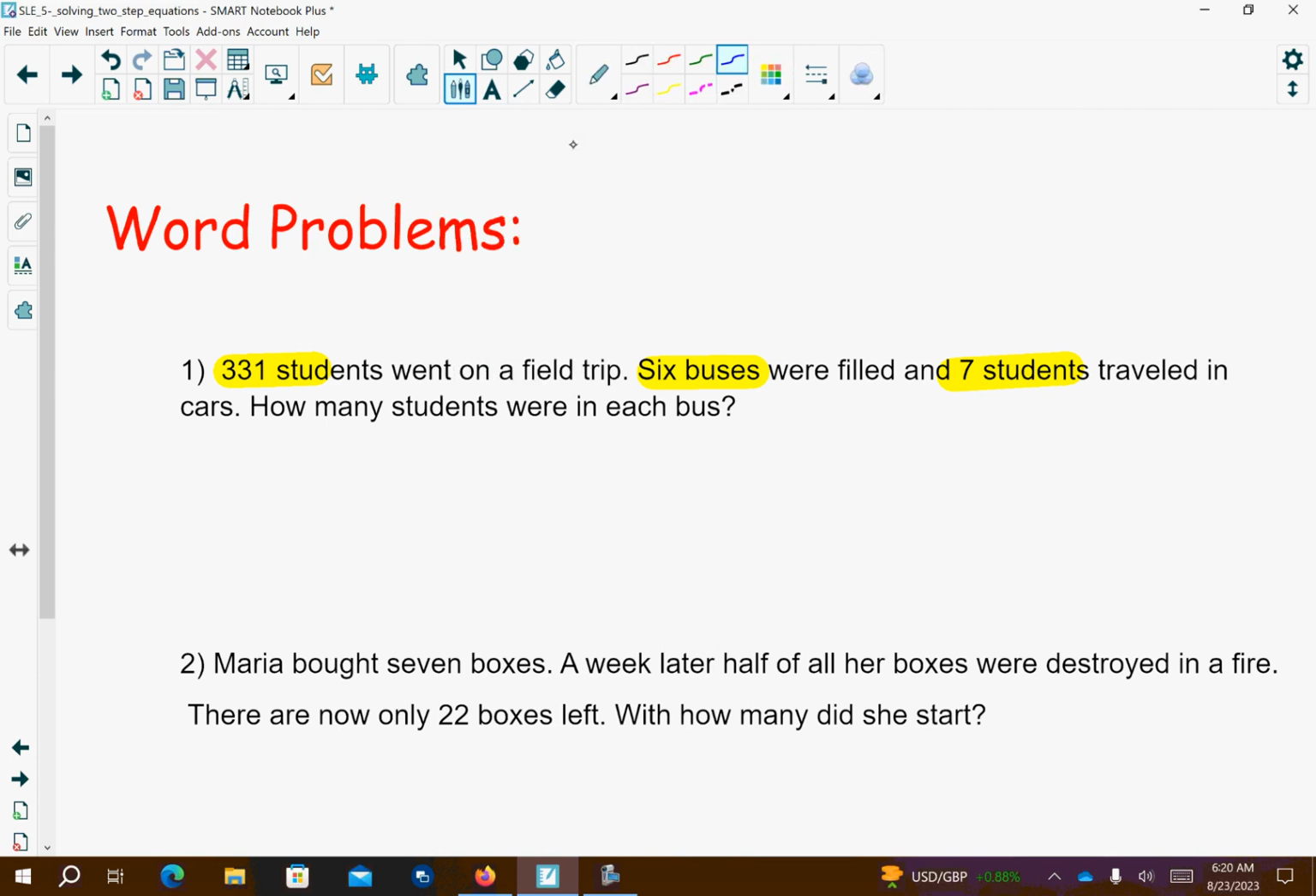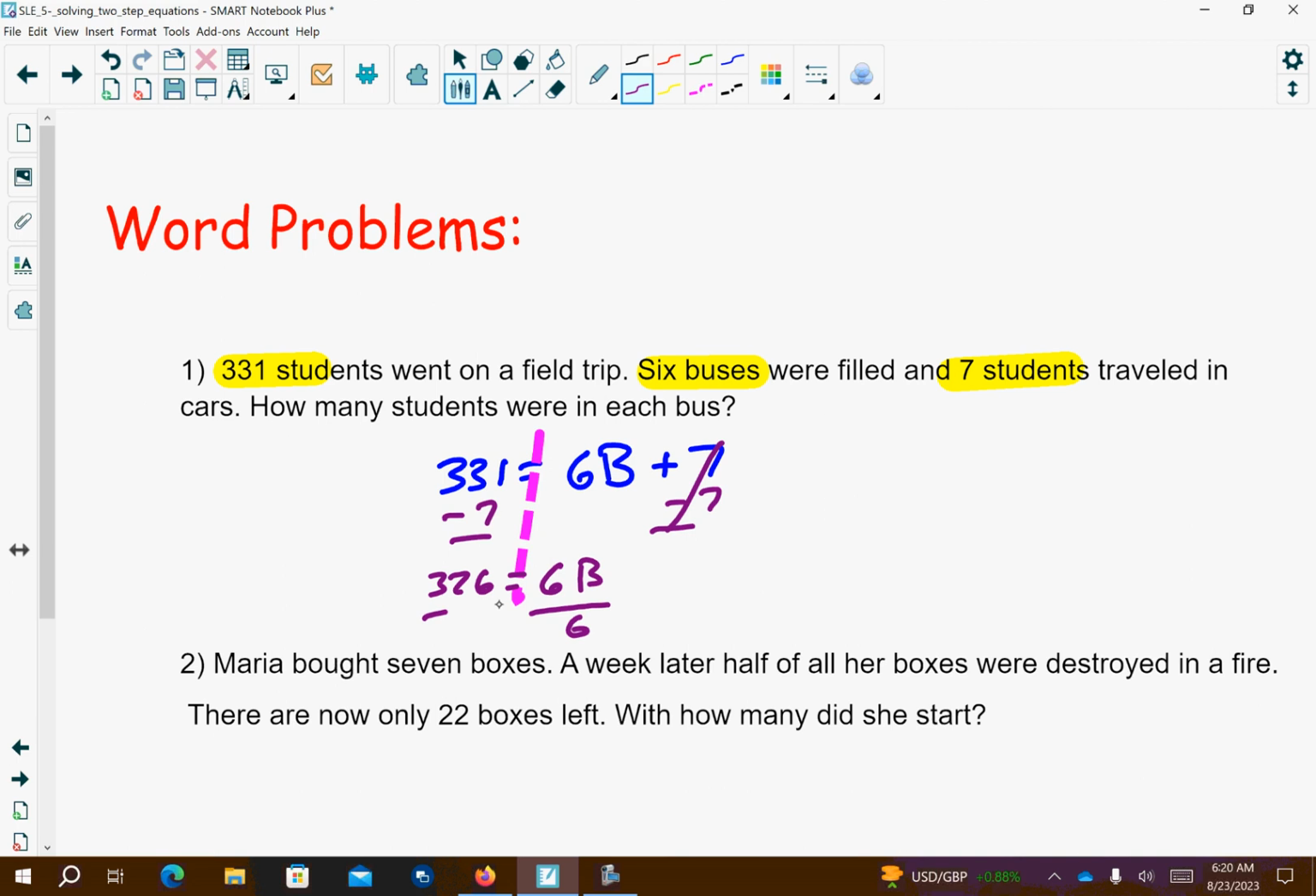Okay, so let's think about this. I had 331 total people. I had 6 buses, so we'll call it 6B for buses, and 7 students had to travel in cars. So now we can go ahead and start solving this. I'm going to subtract 7 from both sides. Those cancel. That's going to be 326 equals 6B. Divide each side by 6. And I would use a calculator. So what does that come out to? Did I do my math right?